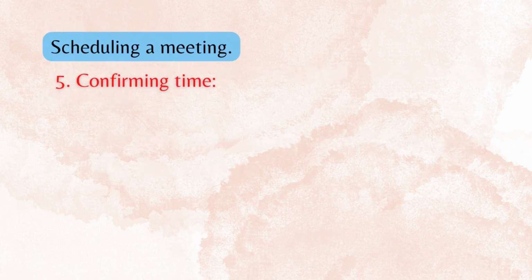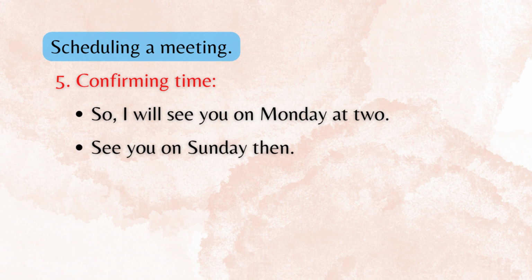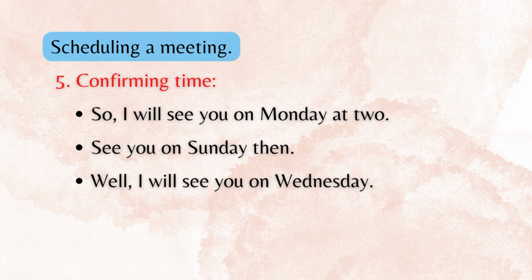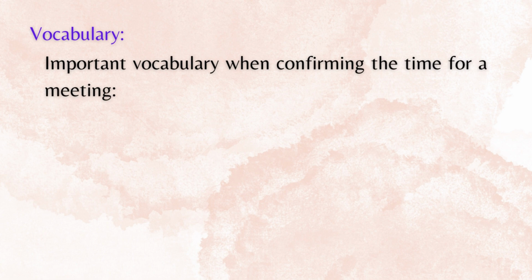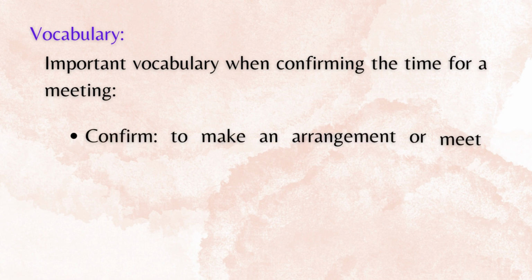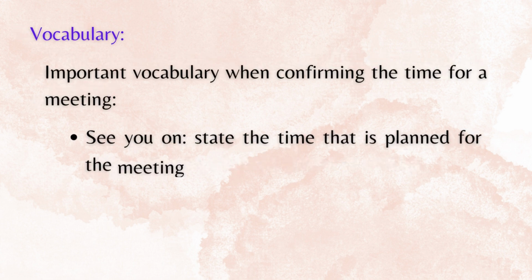5. Confirming time. So, I will see you on Monday at 2. See you on Sunday then. Well, I will see you on Wednesday. Vocabulary. Important vocabulary when confirming the time for a meeting. Confirm, to make an arrangement or meet certain people, often by phone or writing. See you on, state the time that is planned for the meeting or event.